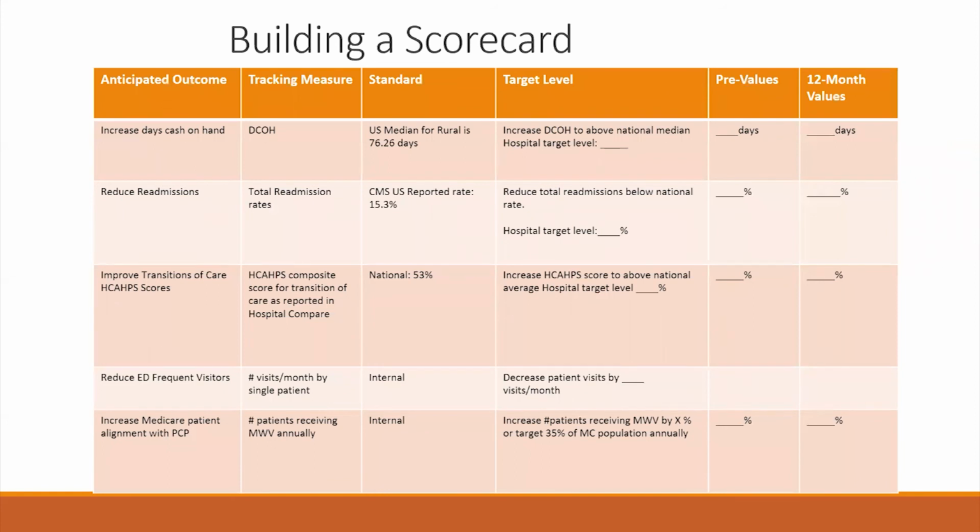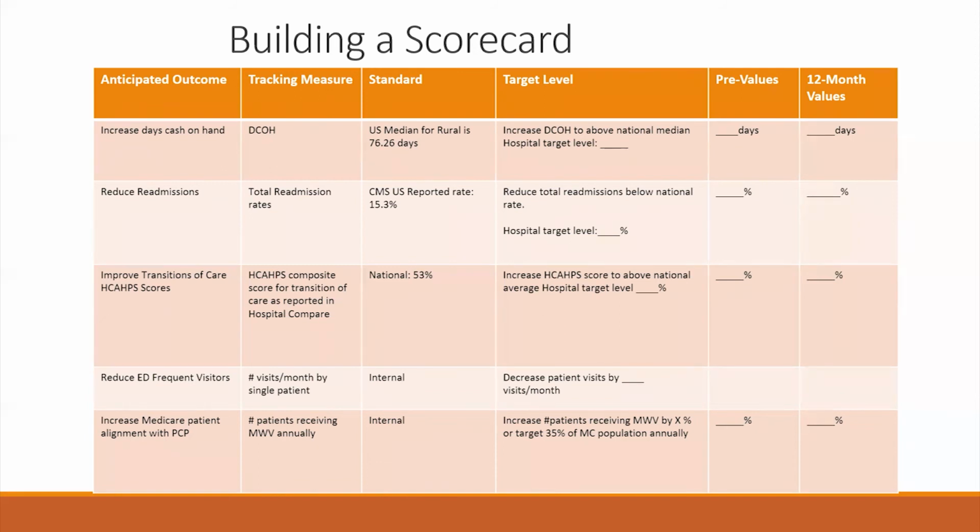So here is an example of some things you could do when you're starting to build that scorecard. When we look at increased days cash on hand, again, these are kind of financial driven. We are tracking our days cash on hand. The US median for rural is 76.26 days. Our current level is 72, and our target level is 82. So where do we want to be in 12 months, and what do we want to look like? These are the ways we can start to set just a few simple areas of tracking on a scorecard.